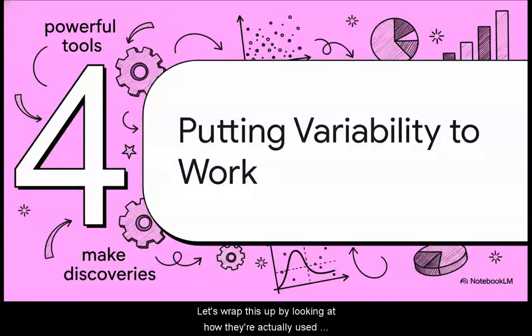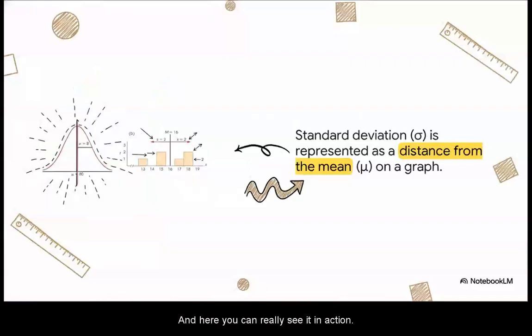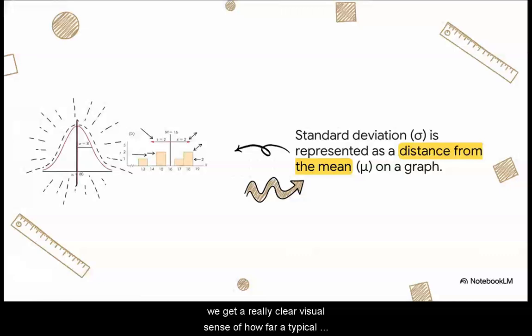Okay, so we have these powerful tools. Let's wrap this up by looking at how they're actually used to describe data and make real discoveries. And here you can really see it in action. The mean is right there in the center at 80. The standard deviation then acts like a yardstick around that central point. With a standard deviation of 8, we get a really clear visual sense of how far a typical score tends to fall from that average. It makes the idea of spread into a concrete distance.